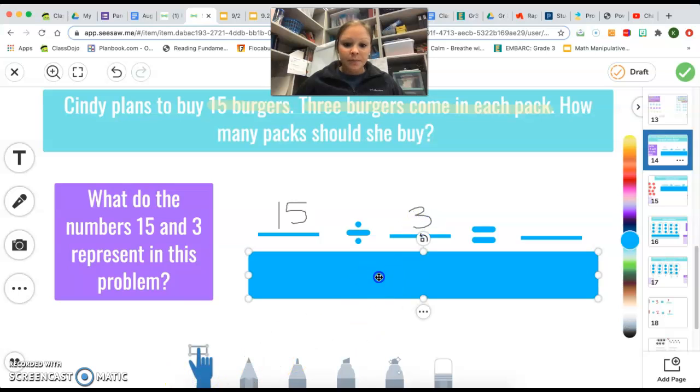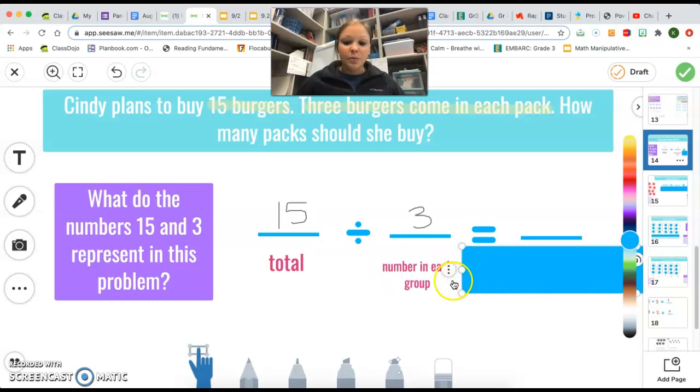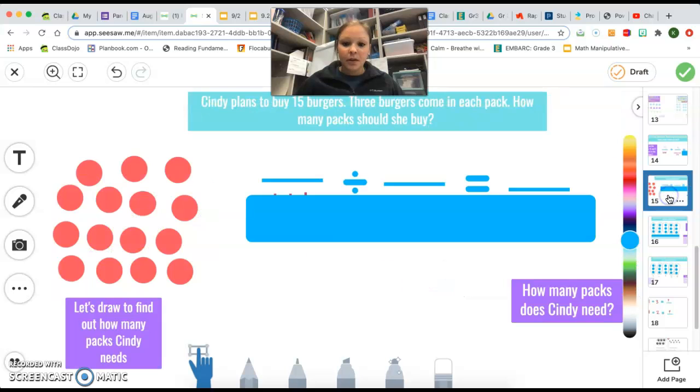So I know that 15 is the total. We're dividing them into groups of 3. 3 is how many burgers are going to be in each group. So what do we need to do to figure out how many packs or groups Cindy needs? I went ahead and put our burgers here. There are 15 of them, and we're going to put them in groups of 3 until they're all used up.